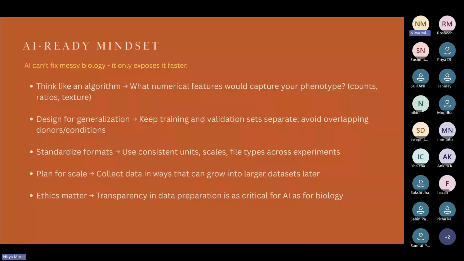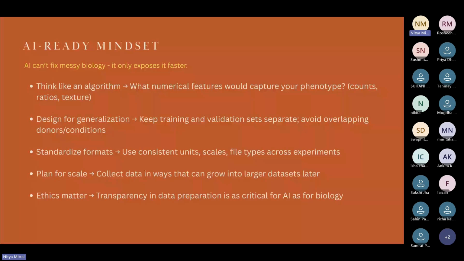You don't need fancy tools. Just well labeled spreadsheets are a very big foundation of AI biology. Start thinking in the way of an algorithm. What numerical features would capture your phenotype, right? Counts, ratios, intensities, textures, what kind of segmentation do you need to run? Nucleus, cytoplasm, more cell organelles, etc.